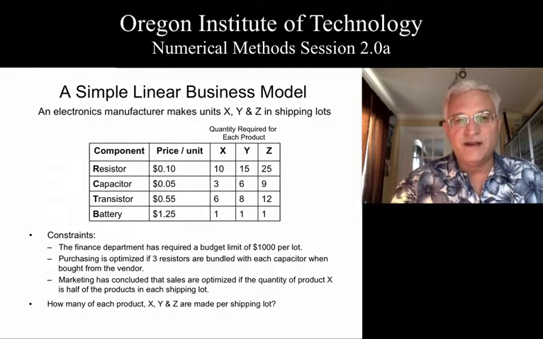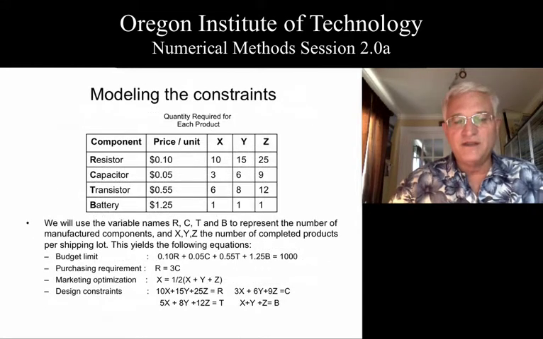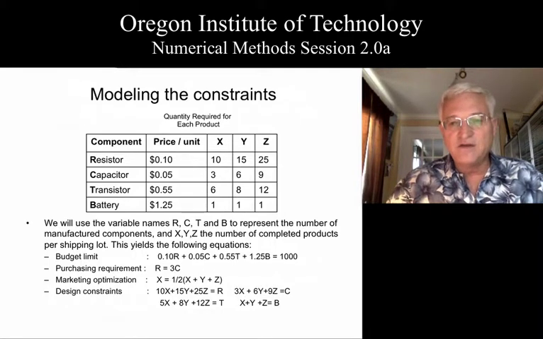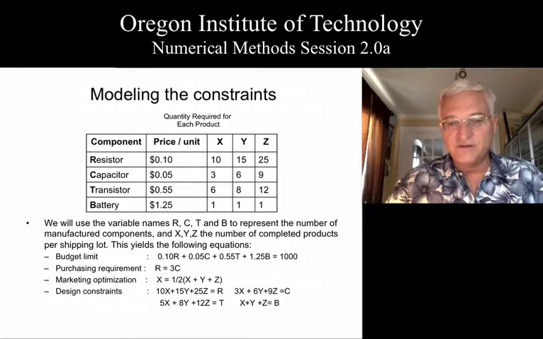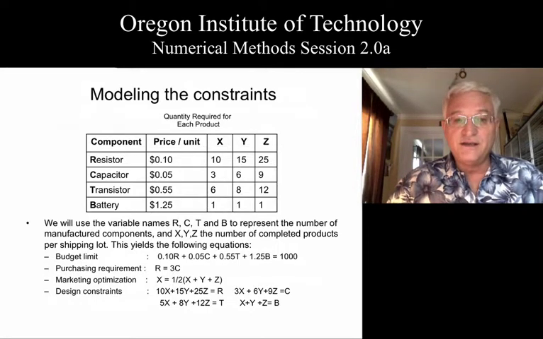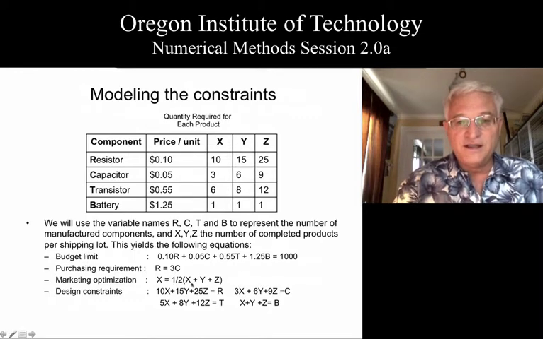These linear constraints that we have created can be written up in terms of linear equations. If we go back to our budget limit, our finance department is saying we can't go over $1,000 per shipping lot. So we're going to try to hit it exactly on 1,000. We need to know how many of each component times their unit cost when added up will produce that $1,000 cost. We also have a simple equation that the purchasing department gave us, that the resistors need to be 3 times the capacitors. And we have from our sales that the product X should be half of the total, which you can see here.